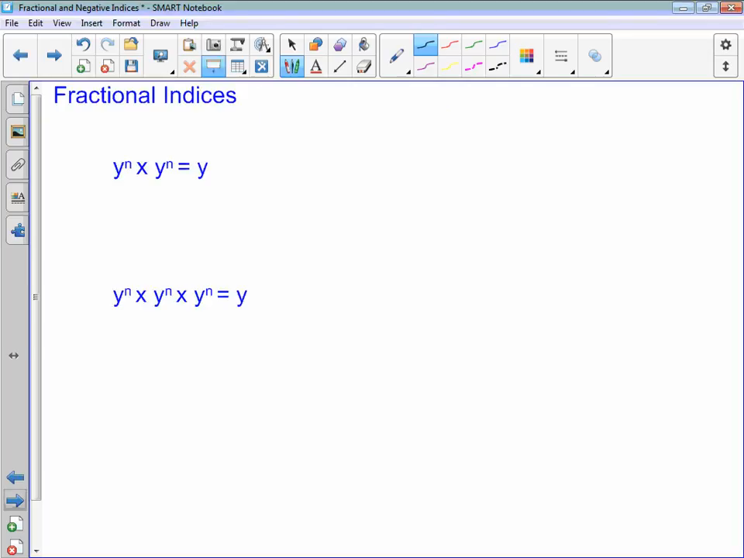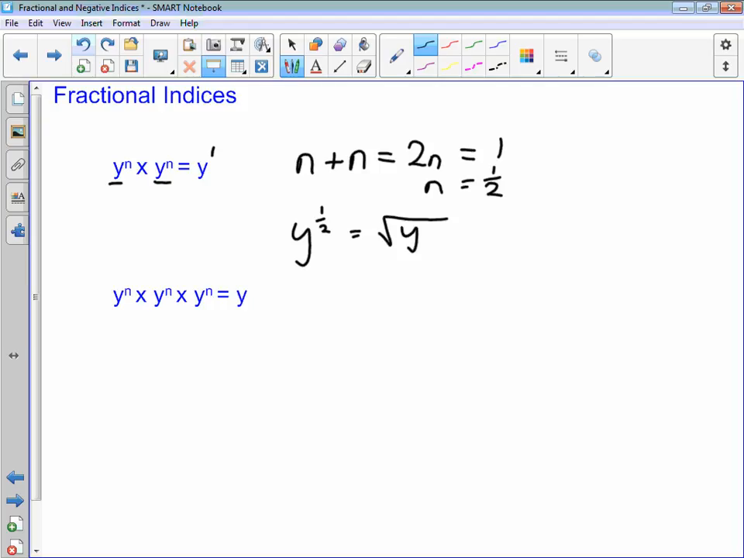If we take y to the power of n times y to the power of n, y can be written as y to the power of 1. Using our index rules, when we multiply indices, we have to add the indices. So here, n plus n is equal to 2n, and we know that this is equal to this 1 here. So 2n equals 1, which means that n is equal to 1/2. Now we have something that when you multiply by itself gives you the original number. This means that y to the power of a half is equal to the square root of y.